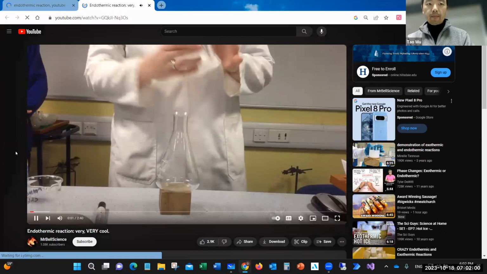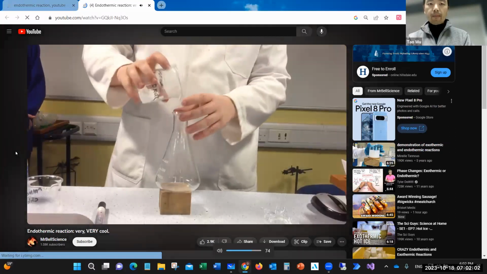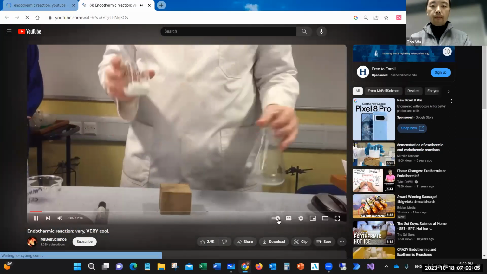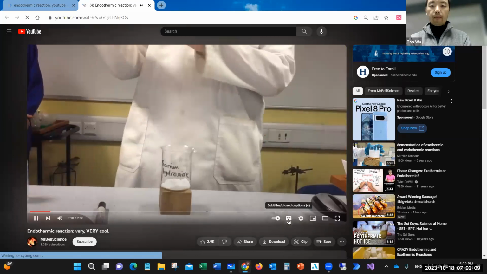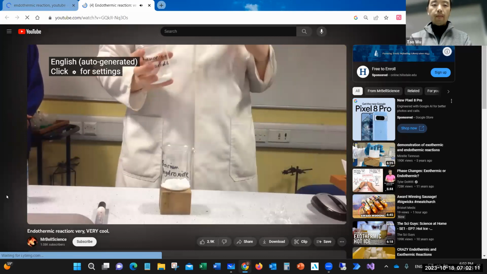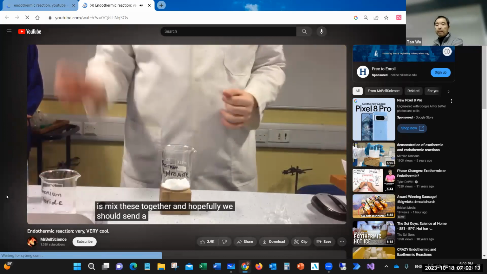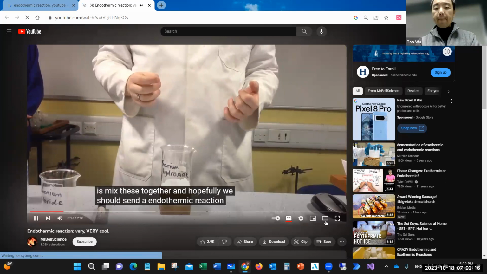What I have is some barium hydroxide. I'm going to do this in one of the beakers. Barium hydroxide, and I've got some ammonium chloride. Now, what I'm going to do is mix these together, and hopefully we should see an endothermic reaction.